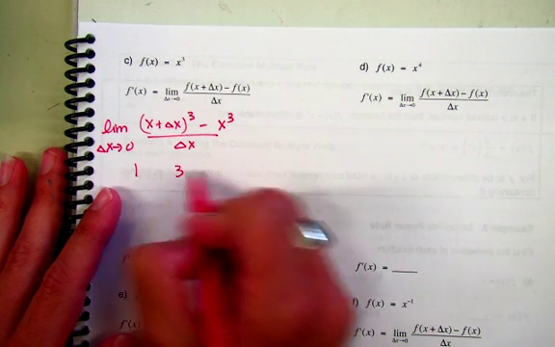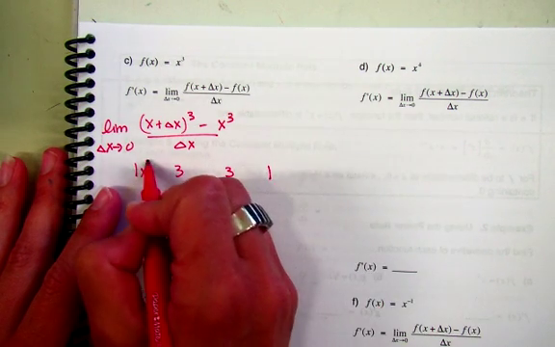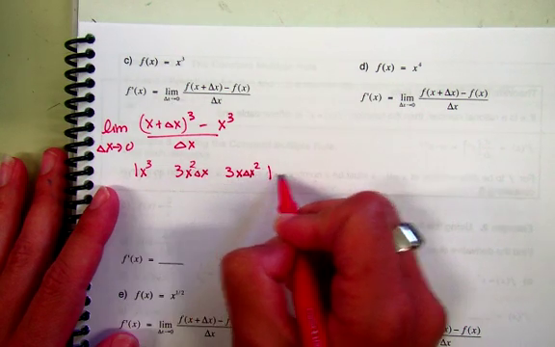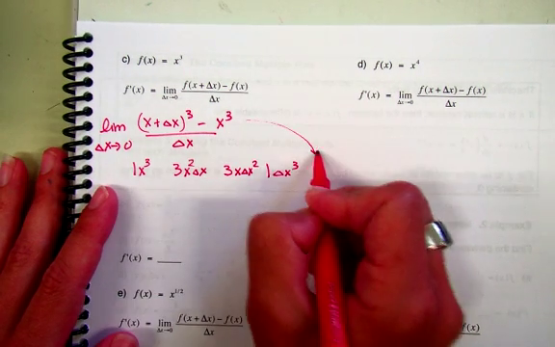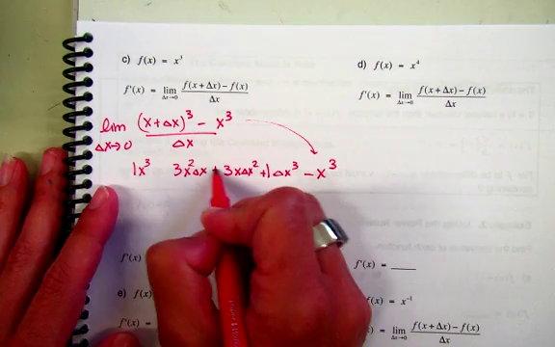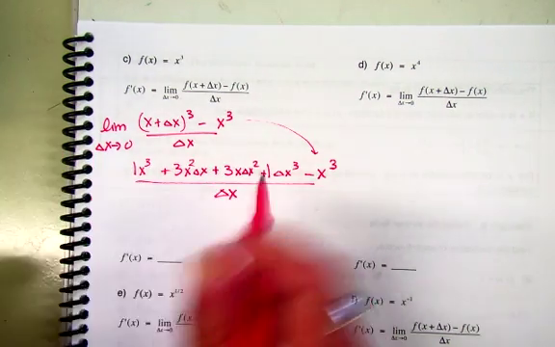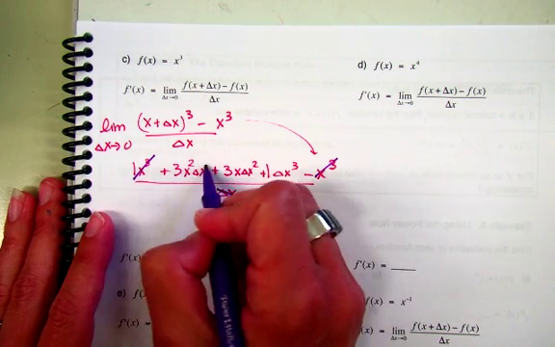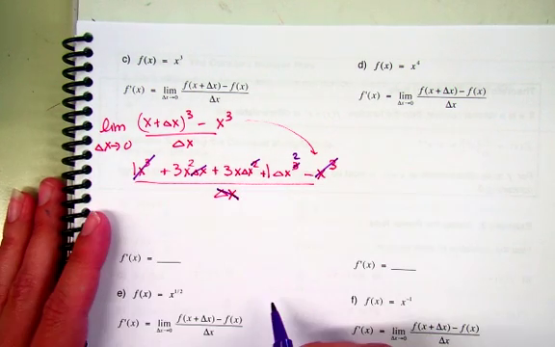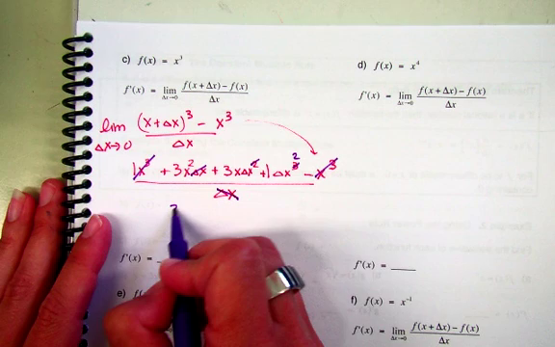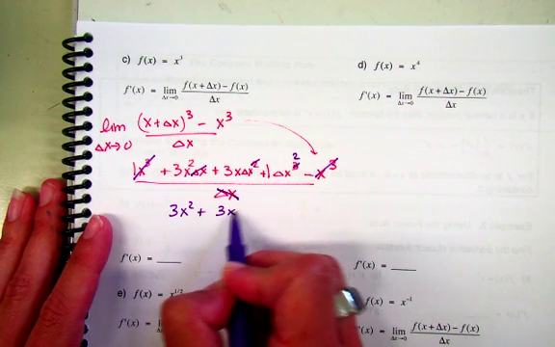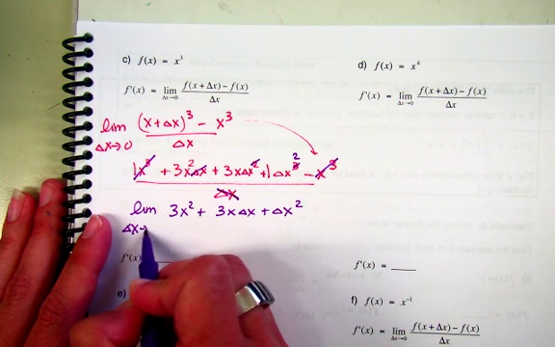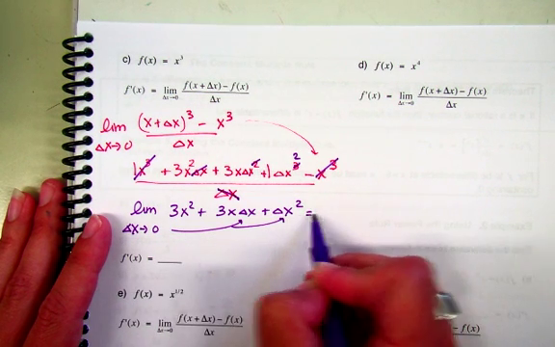1, 3, 3, 1. X cubed, x squared delta x, x delta x squared, delta x cubed. Don't forget there's still this minus x cubed there, plus, plus, plus. All right, cancel, cancel. And the delta x's, gone, gone. There's 2 of them left there. So I have 3x squared plus 3x delta x plus delta x squared. Again, limit as delta x approaches 0. So I just get 3x squared.